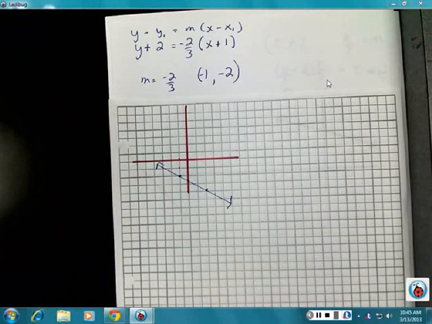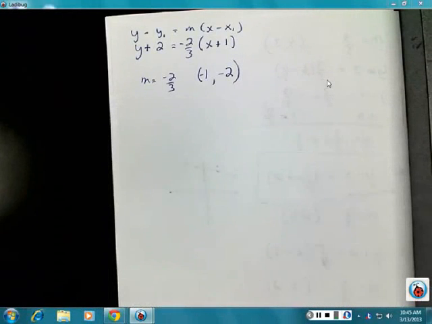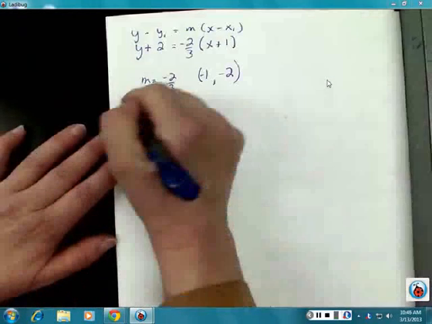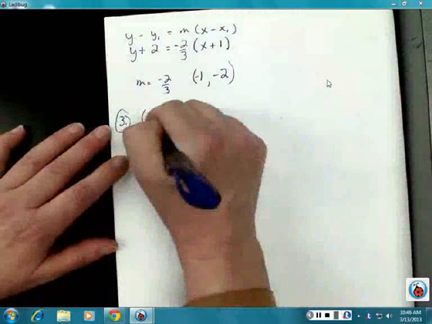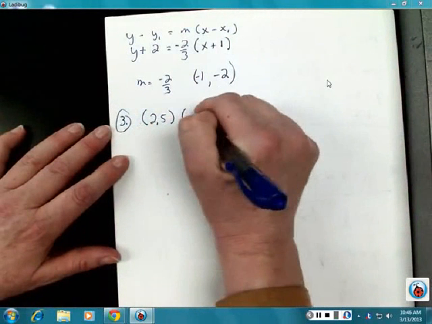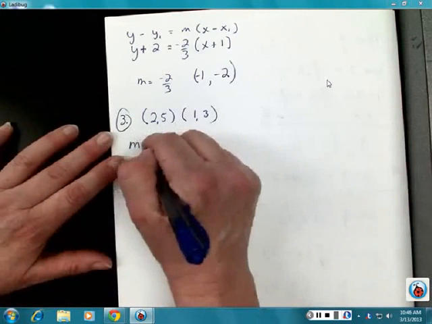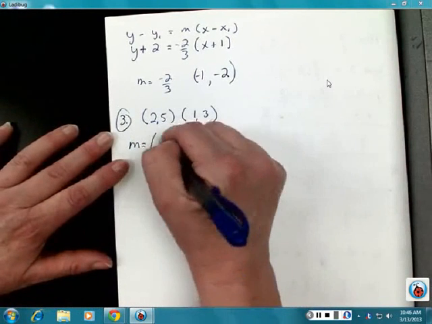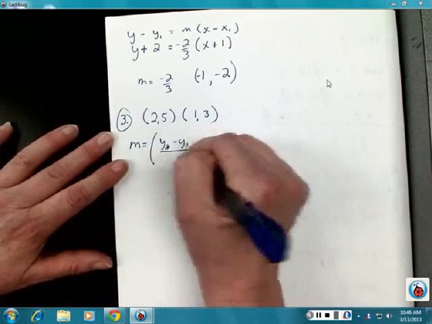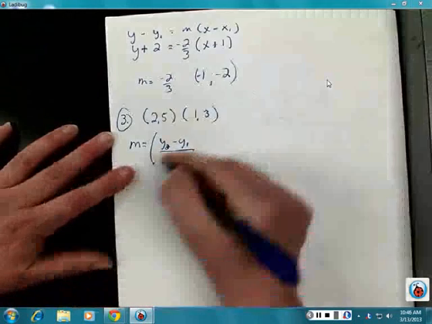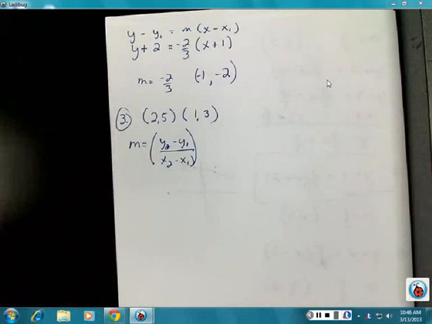Yes or no? Think we're good for the moment? Okay, good. The final type, there's like 3 different pieces to this one. So the third variety is when they give you 2 points, (2, 5) and (1, 3). And when they give you 2 points, we don't have a slope, do we? But on Monday we found out what slopes were, because we used the slope formula. M equals y2 minus y1 all over x2 minus x1. Remember that? Okay, we had that slope formula.